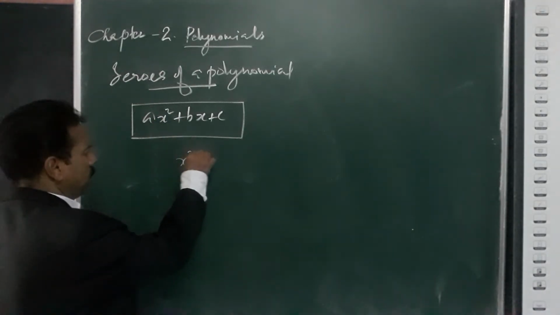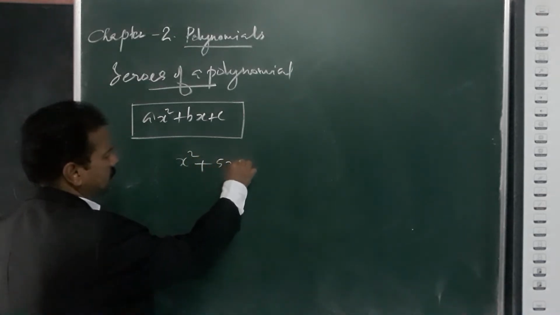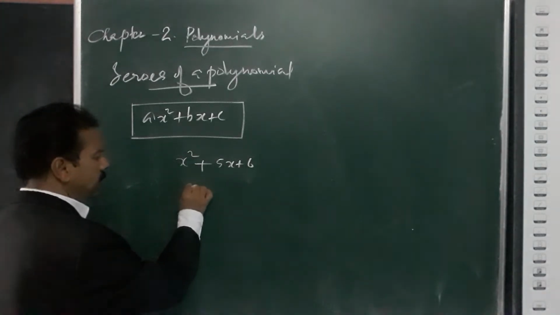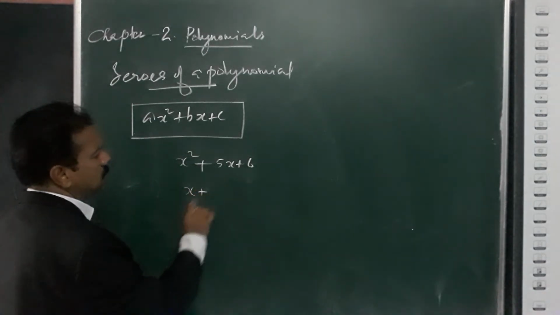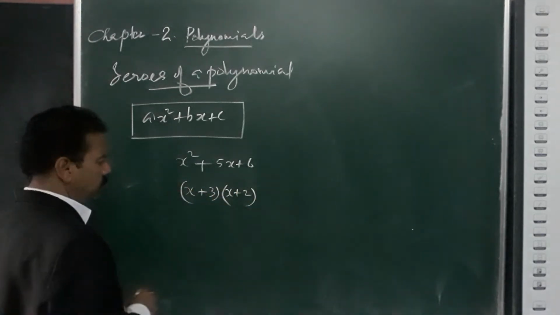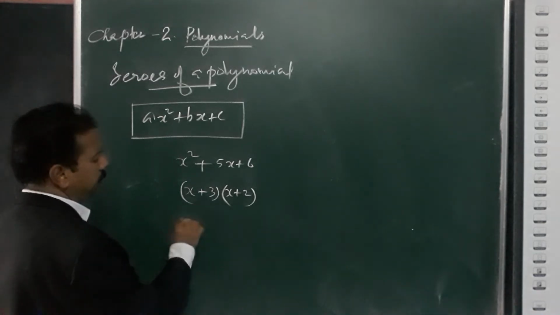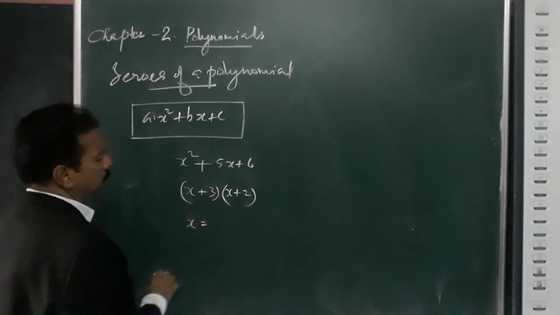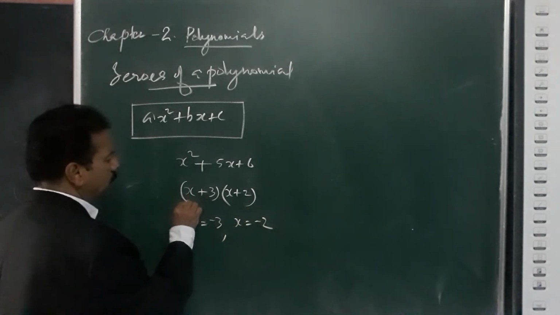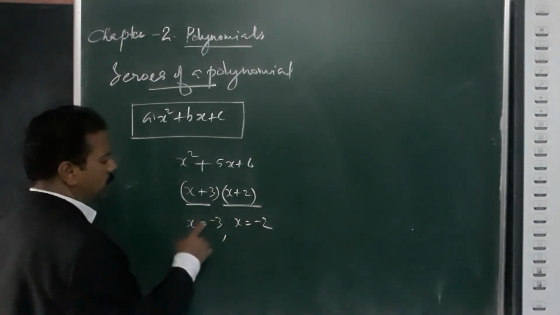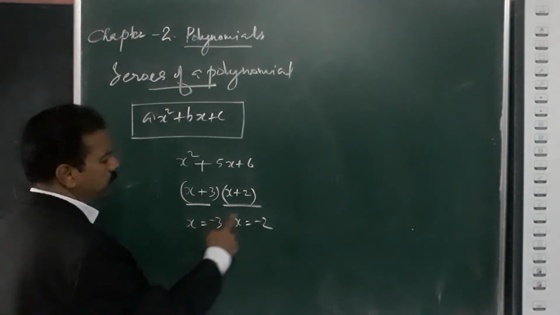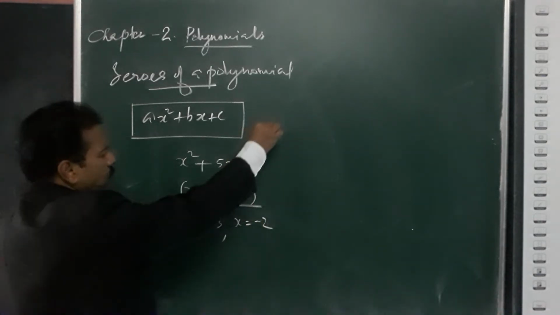Now x square plus 5x plus 6. We can write it as x plus 3 into x plus 2. We can factorize like this. And x may be minus 3, x may be minus 2. When you equate each factor to 0, you will get x is equal to minus 3, x is equal to minus 2. These two numbers, minus 3 and minus 2, are the zeros.